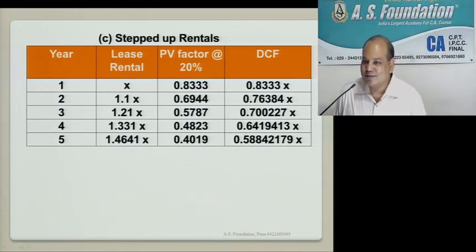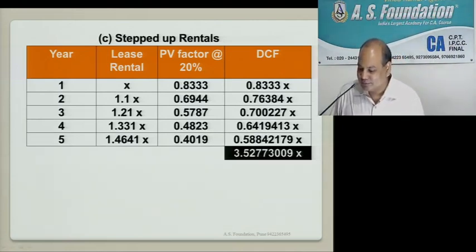So what is the total? 3.5277 approximately. You can write 2, 3, 4, 5, 6, 7 digits, no problem. What is this number? This is the present value of future cash inflow discounted at 20%. And this should be equal to how much? This should be equal to 50. If this is equated with 50, it means we have earned a rate of return of 20%.